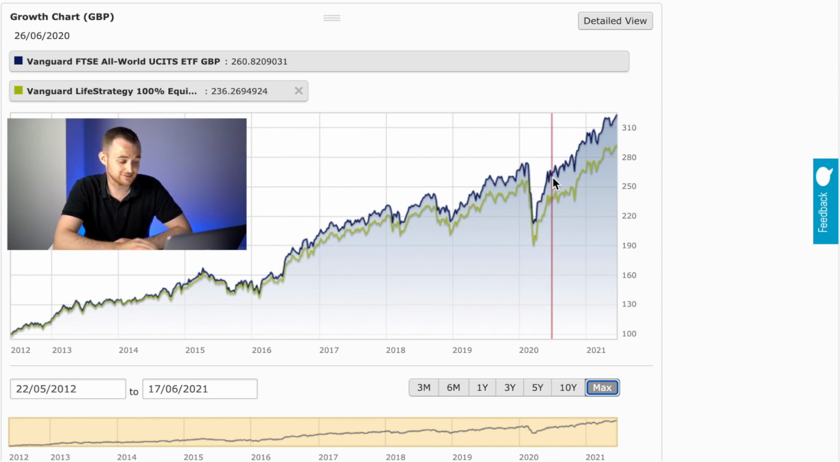Now both of these funds start down here at a value of 100, and by the time we reach today, Lifestrategy is up to 293.03 and VWRL is up to a whopping 323.52. So it's quite a big difference, and you can imagine if you're investing multiple thousands of pounds, what a difference that could make.